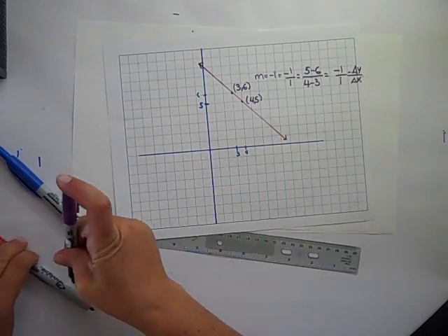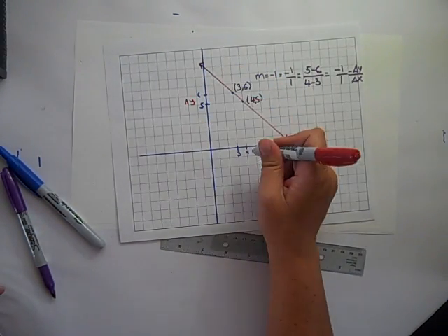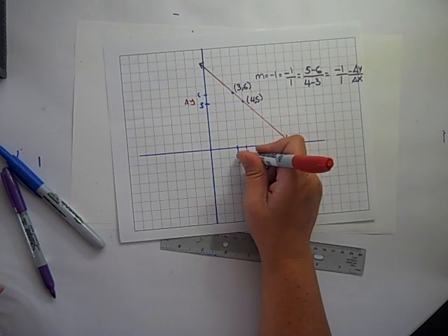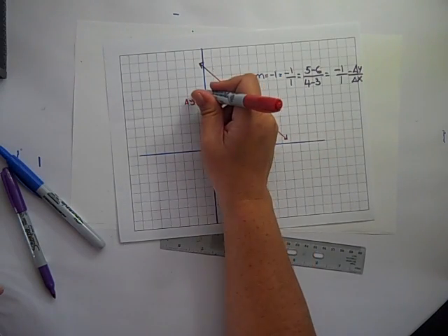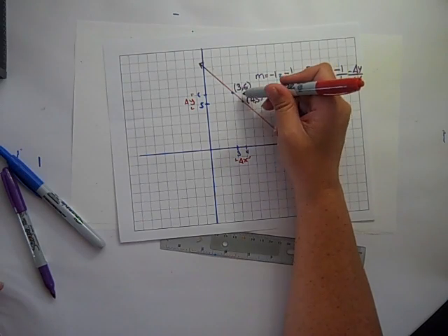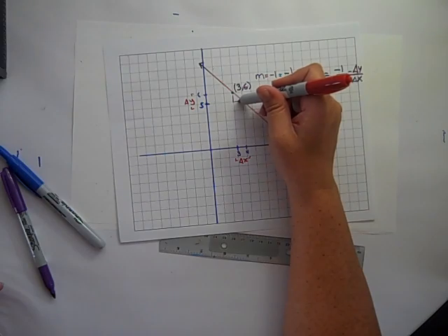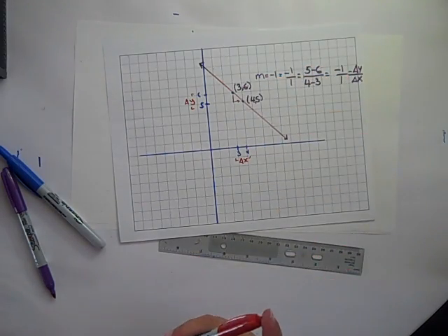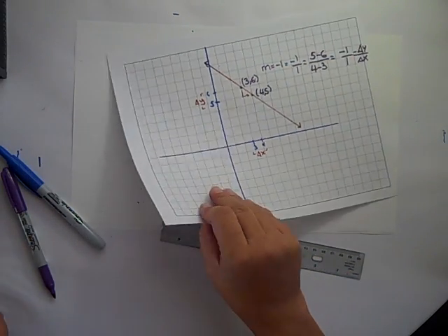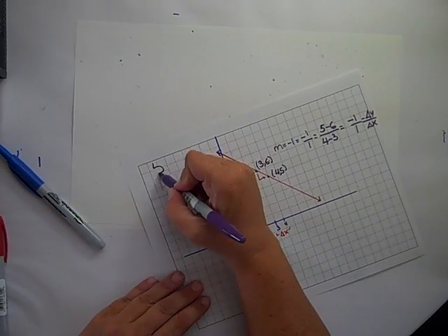And let's mark those. Here's our change in y. Here's our change in x. Y just went from 6 to 5, so it literally just went down 1. And x went from 3 to 4, literally just went over 1. Okay, and number 6. I'm going to label that number 5.